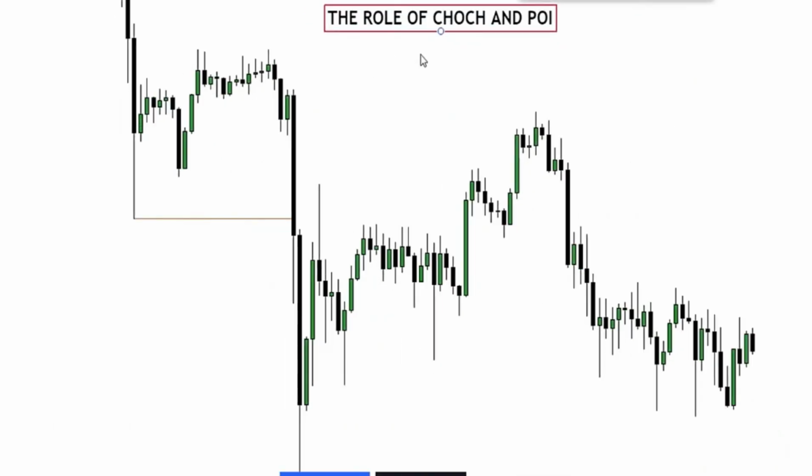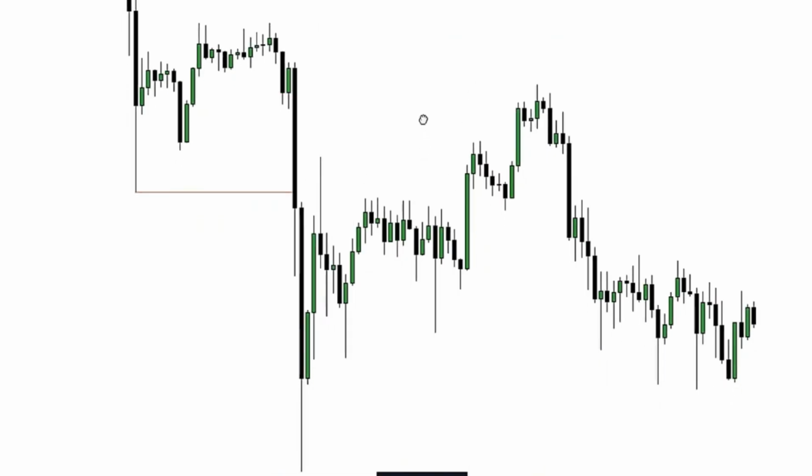Now, by the way, this is the role of change of character, what other people call market structure shift, and point of interest. How do we treat them? Now, notice what price did. Price had a break of structure downside. We have it right there. Let me correctly put it here.